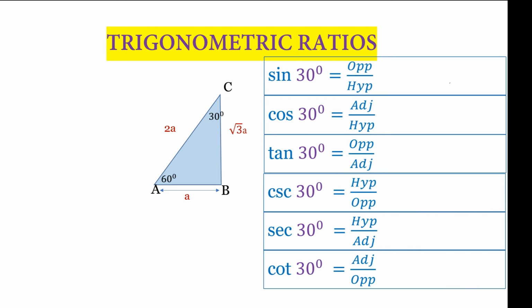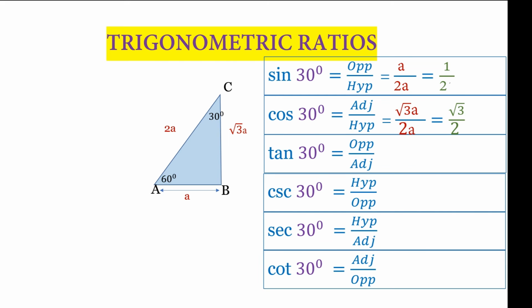We'll try to substitute the values, and for 30 we will find the ratios first. The 30 degree angle is at vertex C. So with respect to vertex C, the opposite side is AB, which is of length a, and the hypotenuse is 2a. So a by 2a gives 1 by 2. Now cos 30. Adjacent side for C is BC, so root 3 a divided by hypotenuse, that is 2a. Root 3 by 2 is the final value here.